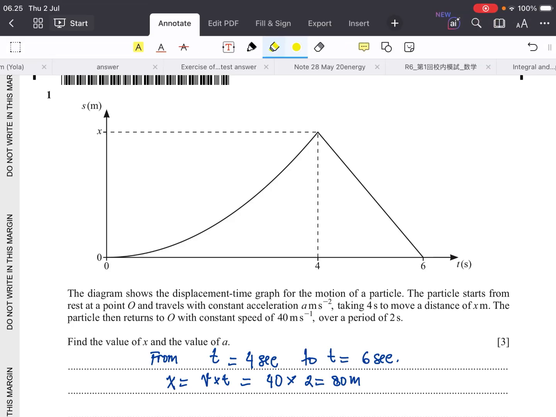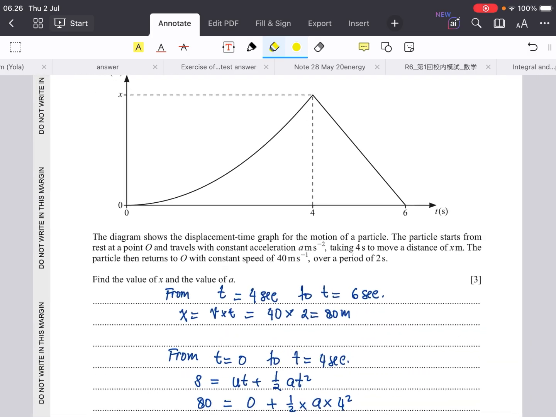To find the value of x, we know from the question that from t equals 4 seconds to t equals 6 seconds, the particle moves with constant speed 40 meters per second, and during this 2 seconds period, the particle has moved a distance of x meters. So we can use the formula x equals v times t: 40 times 2, so x is equal to 80 meters.